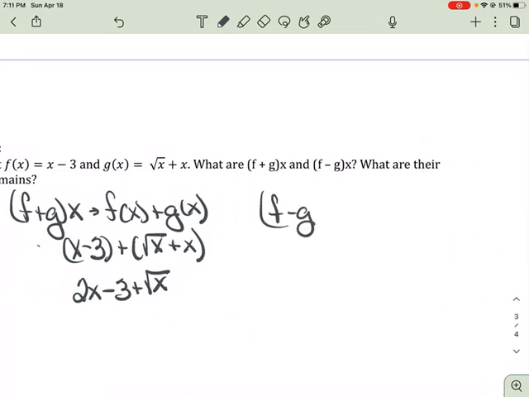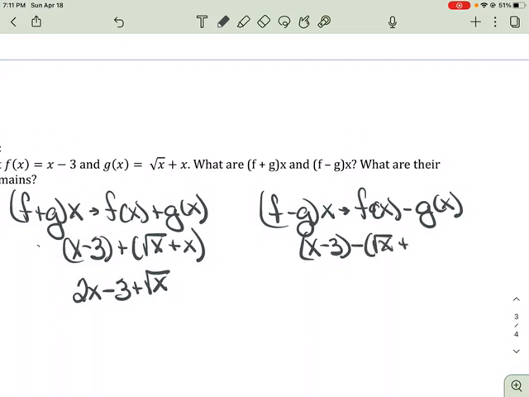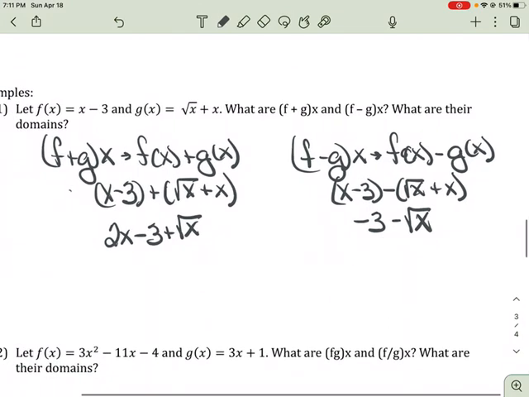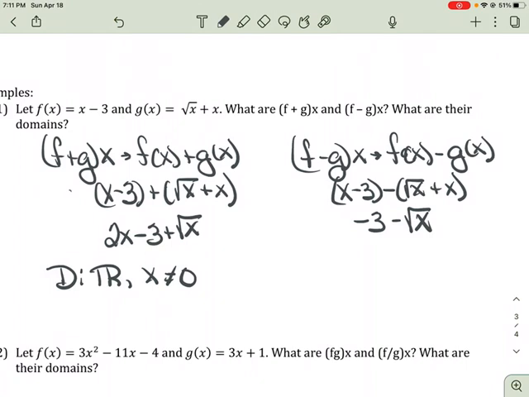Then we're going to do f minus g, and then we'll look at the domain. So remember, that's the same as f of x minus g of x. So that's going to be x minus 3 minus the square root of x plus x. So the x is canceled out. We get negative 3 minus the square root of x. All right, so our domain, remember, is the domain of the individuals put together. So F is all real numbers, but G is all real numbers but 0. So our domain is going to be all reals. X cannot equal 0.